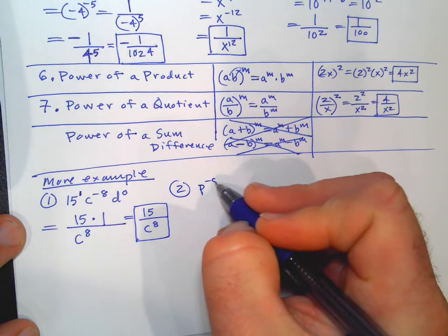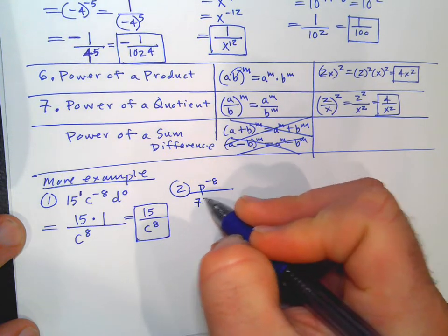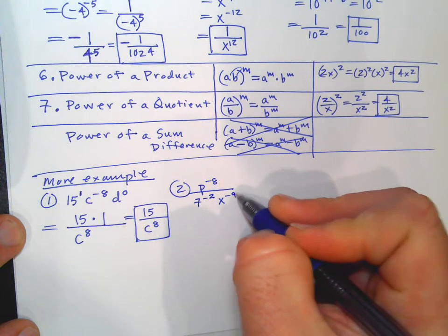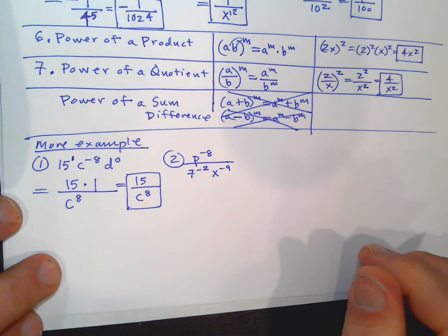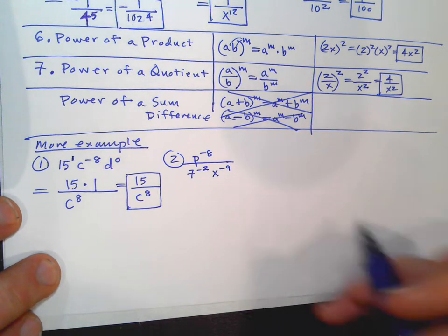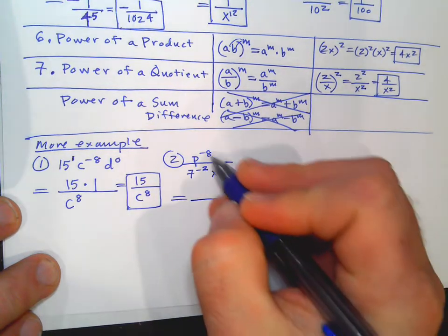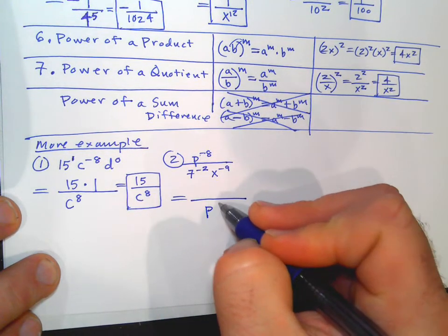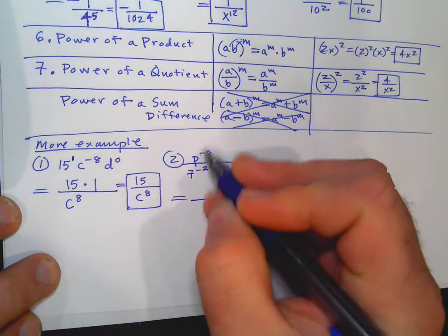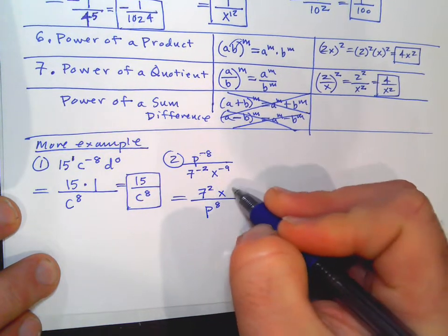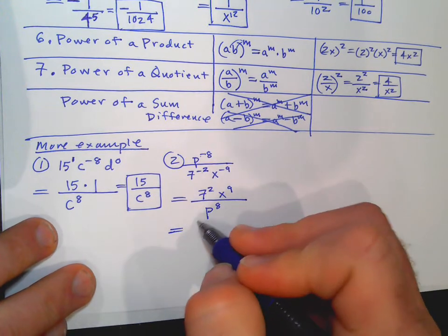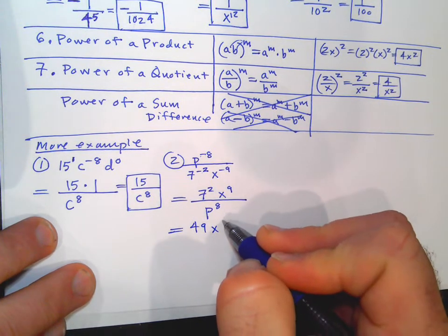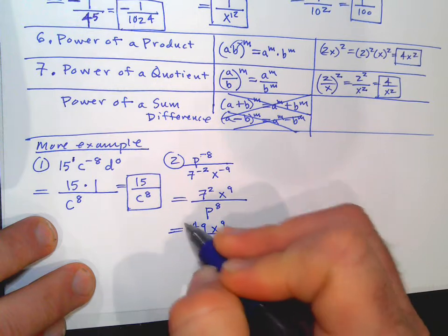Okay, let's try another one: p to the negative 8th over 7 to the negative 2, x to the negative 9. Pause the video, see if you can do it on your own. Now, if it has a negative exponent, it switches, it moves spots. If it's in the top, it goes to the bottom. If it's in the bottom, it goes to the top. Then 7 squared is 49. You can simplify that. Everything else cannot be simplified. So that's your final answer.